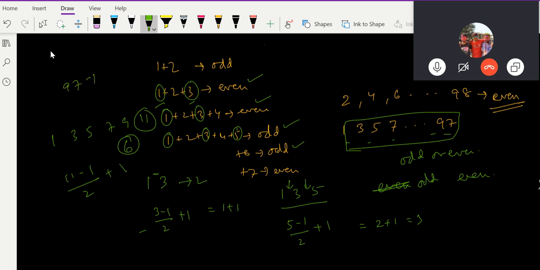So for 97, it is the last number minus the first number, divided by the common difference, which is 2, plus 1. That gives 49. So this is odd, therefore this will be odd. Yes, sir.